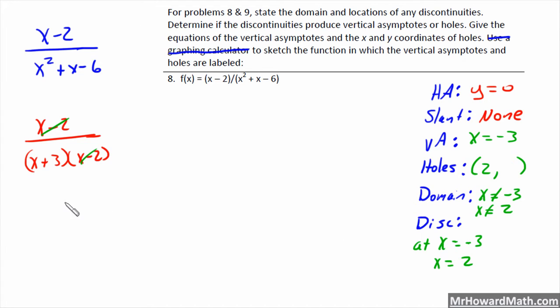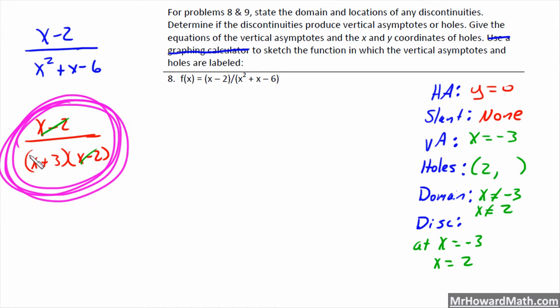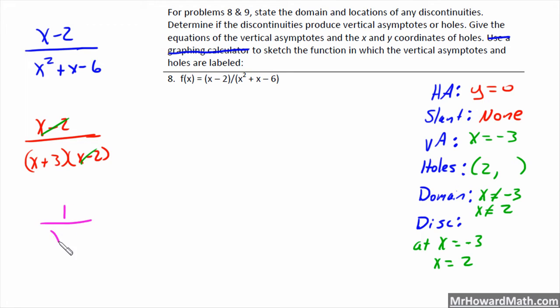All right, so now we just need to find the ordered pair, the y-coordinate for the hole, and then we will sketch it. So we're left with, after we've taken out the x minus 2 factor, 1 over x plus 3. And we need to evaluate that when x is equal to 2, because that's where the hole is. So when x is 2, what is y? That's what we're finding. So 1 over 2 plus 3, so 1/5. So the hole is at 2 comma 1/5 for this graph.